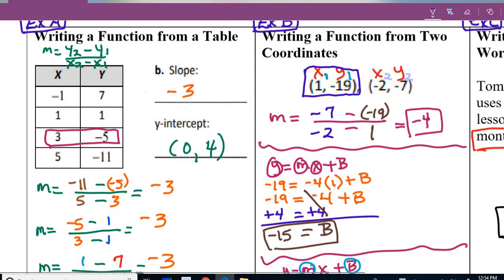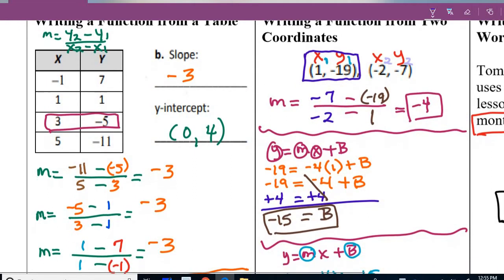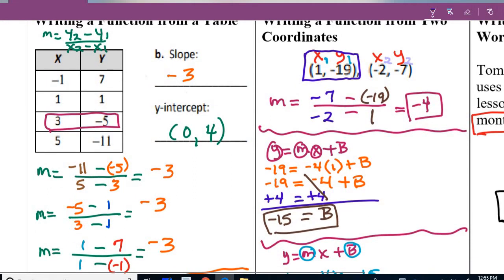The first thing you need to do is to find the slope, and I've already found that for you. Use the slope formula, m equals y sub 2 minus y sub 1 over x sub 2 minus x sub 1. So the slope right here is a negative 3 all the way down.